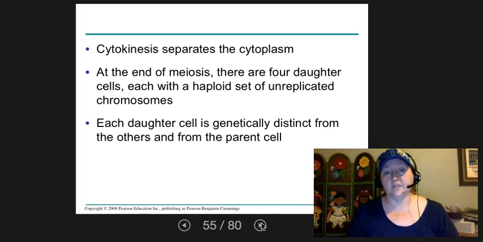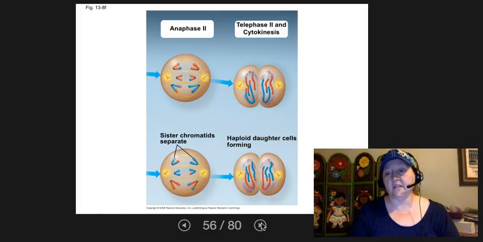At the end of meiosis, we've got those 4 daughter cells. They each have half of the DNA of the cell that they started from. But here's the other thing. They're now all genetically different. They're not the same. We've had that crossing over occur. We only have half of the complement.